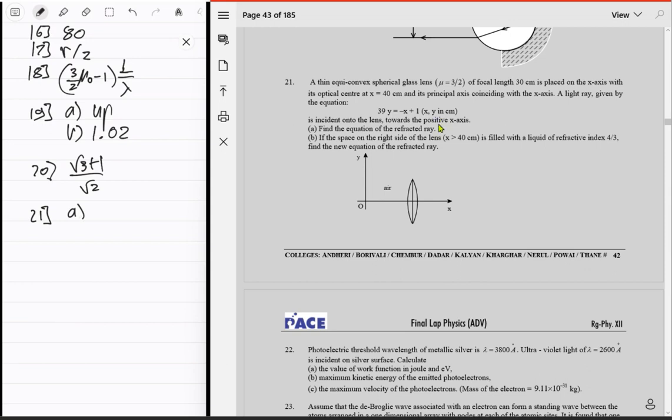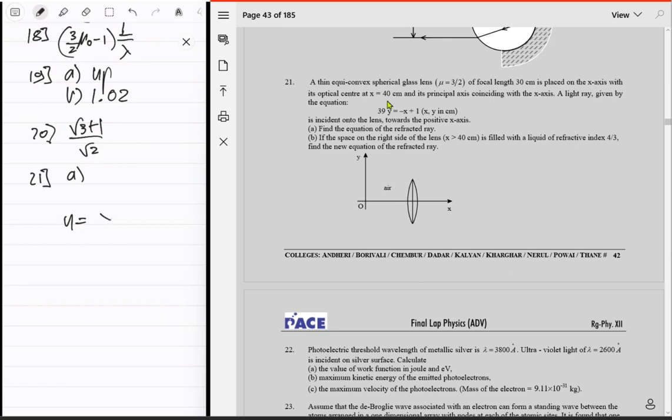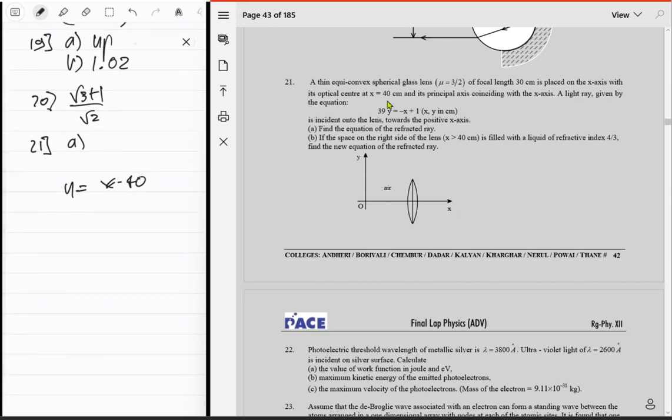So find the equation of the refracted ray. It means, just when is y equal to 0, whenever x equal to, what was I doing, x equal to -1, right? First of all, write this with respect to the optic center. So the optic center is at x equal to 40, right? So I'm going to define u is equal to x minus 40. So just x equal to 40 plus u everywhere.